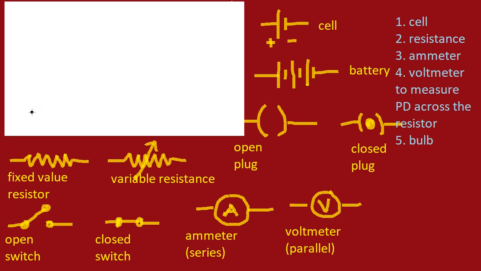So we'll take a cell first and the negative terminal of the cell, and then we have all the other things. We have a resistance, then ammeter, the voltmeter, and a bulb. We'll draw the bulb first. Let's draw the bulb first. The bulb may be drawn in this manner. This is the symbol for a bulb in a circuit, circular shape like this to show the bulb.